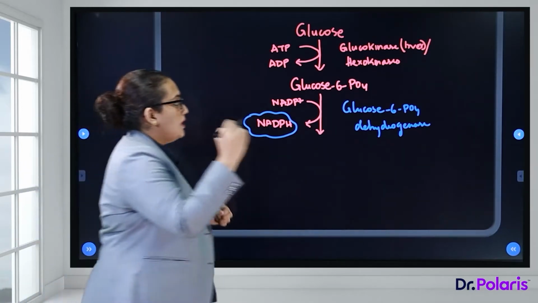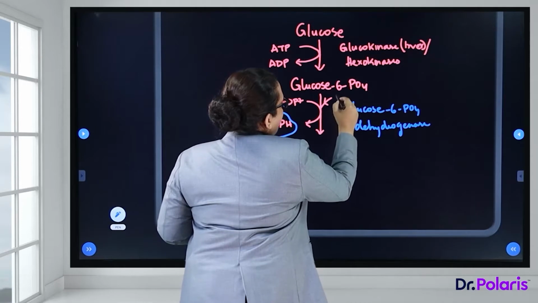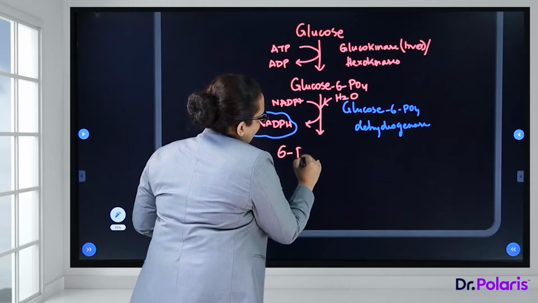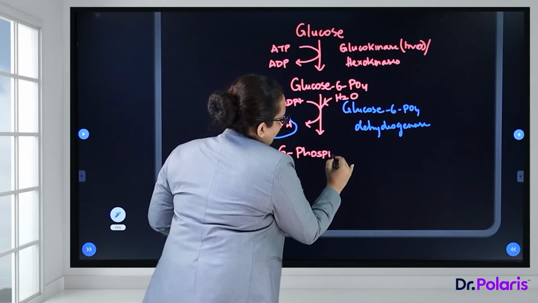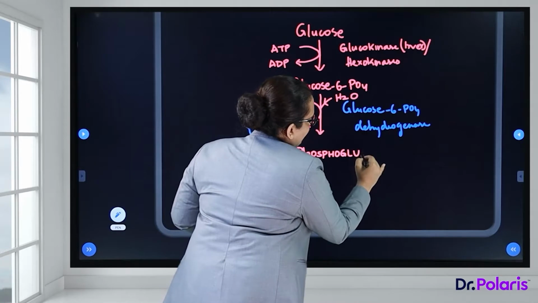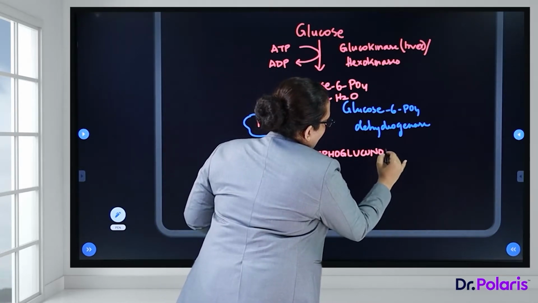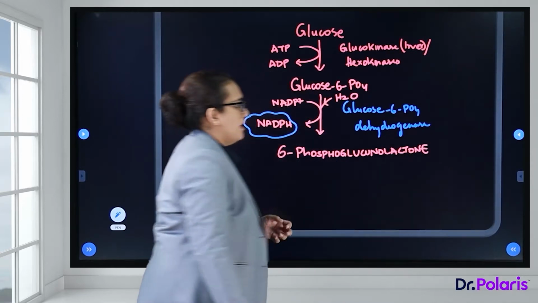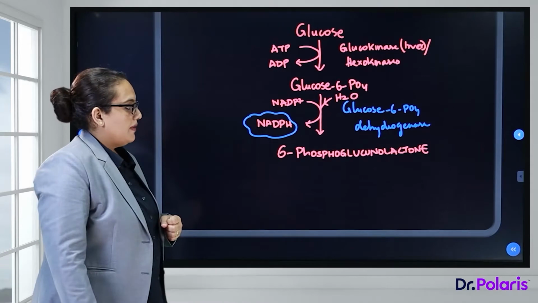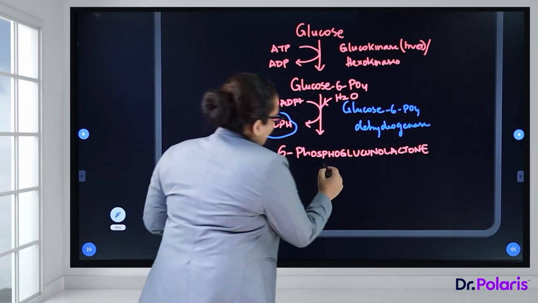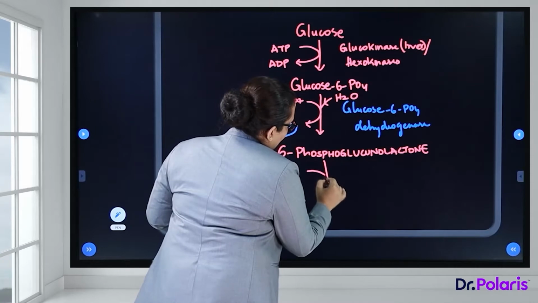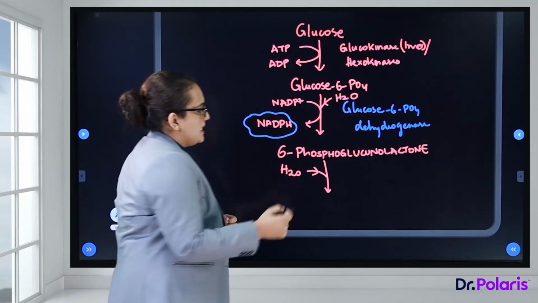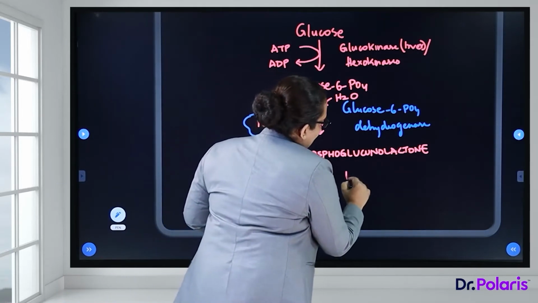Also, during this step, a water molecule is added, leading to the formation of the next intermediate, which is 6-phosphogluconolactone. So this is the next intermediate which is formed in the pathway. Now in the next step, again a water molecule is added, and the enzyme required for this step is 6-phosphogluconolactone hydratase.